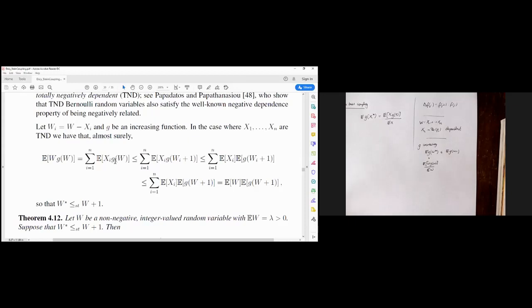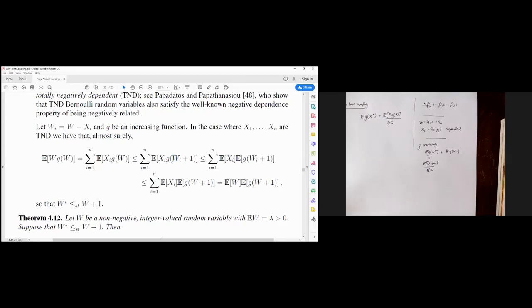This G is an increasing function. All of my x's are either 0 or 1. So I can certainly get an inequality almost surely if I replace one of my x's in this sum by 1. So this Wi that I've got is just the sum of all of the rest of them apart from xi. Since xi is either 0 or 1, so it's at most 1, and G is an increasing function, so this inequality holds almost surely. So this W is bounded by Wi plus 1 almost surely, and so the expectations are bounded for increasing functions as well.